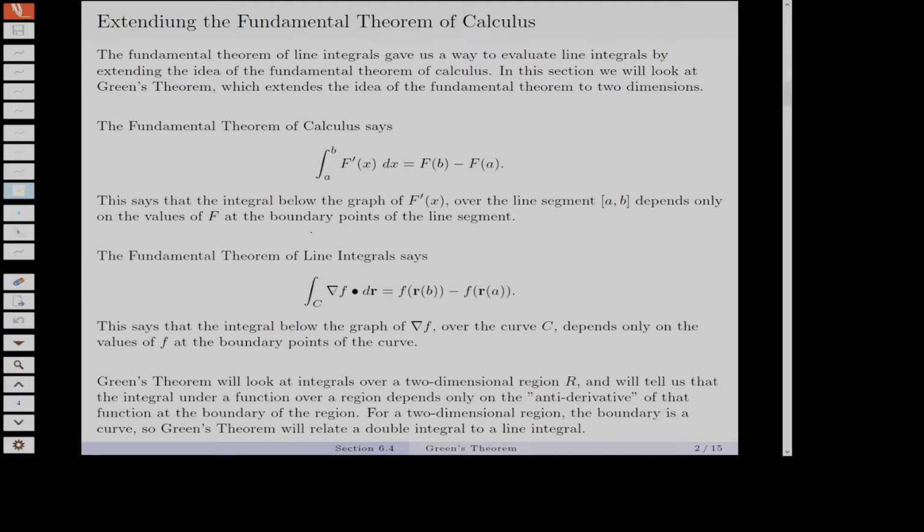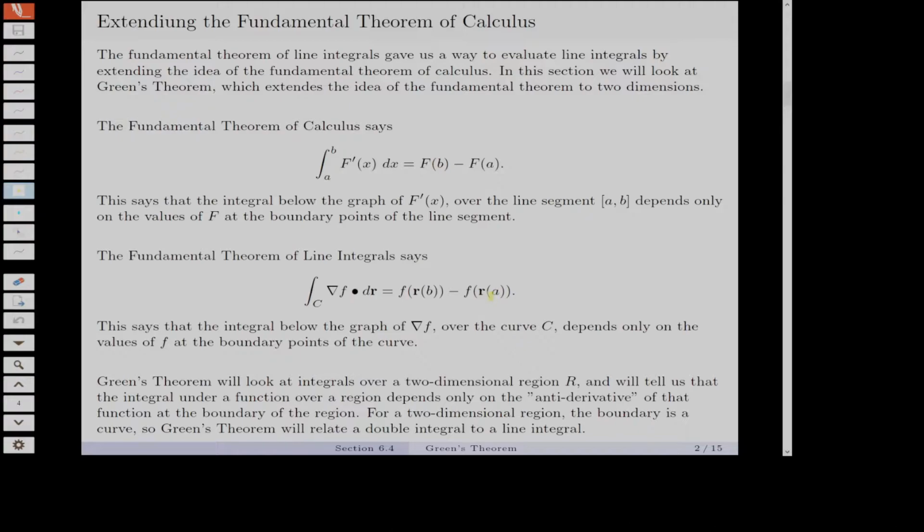The fundamental theorem of line integrals is similar. We take the integral of some function dr, and we can evaluate that integral by looking at its antiderivative, in a sense, right? If I think of f as being my function, the gradient of f is kind of like a derivative. Okay, so I can think about looking at the antiderivative just at the two endpoints.